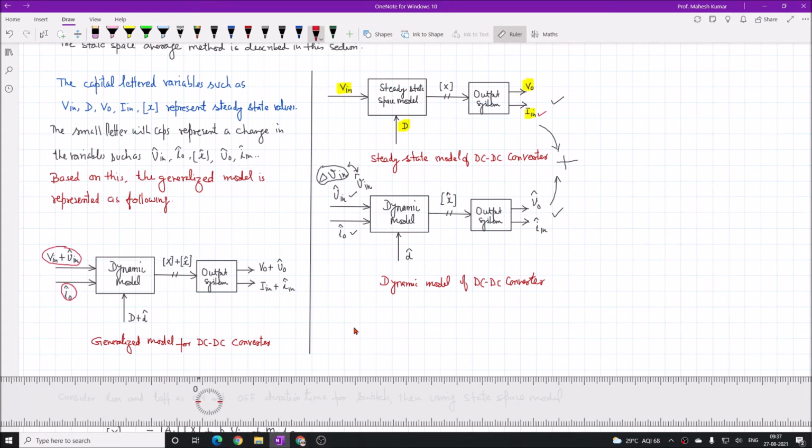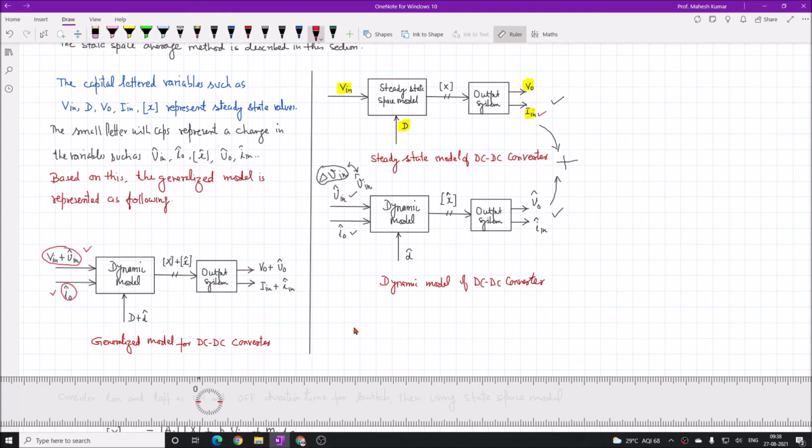You may ask the question, why we do not consider I0 plus I0 cap? Because for a given steady state current, there is no change required in the dynamic modeling. A dynamic model won't respond to the steady state current because it is a fixed output. So therefore, the steady state current is not being considered for this output current. Only change in the output current is required to be considered for dynamic modeling.